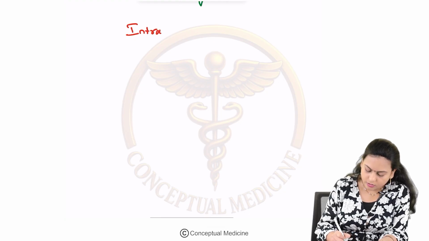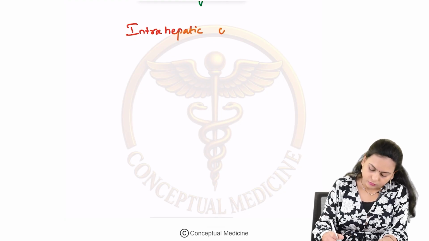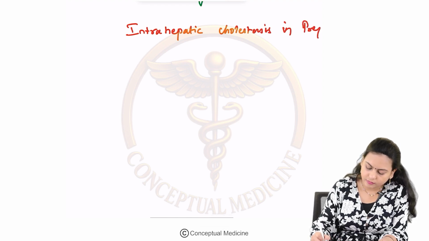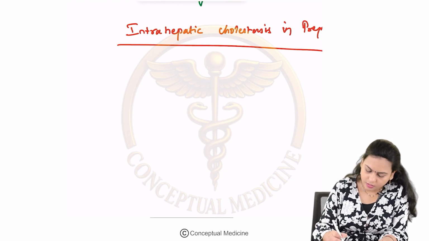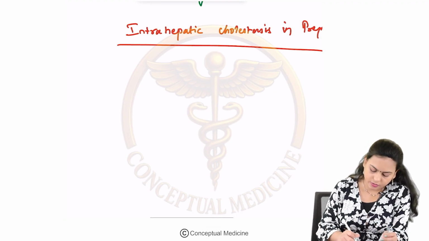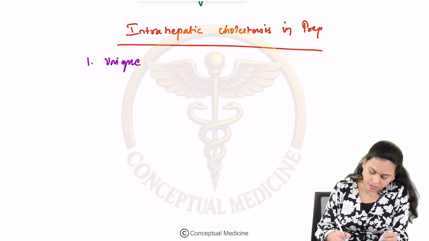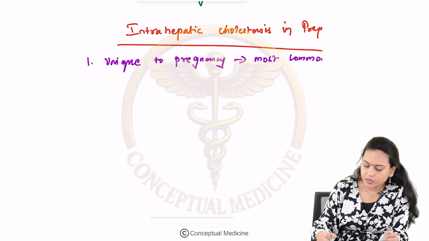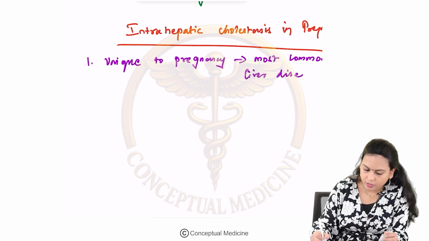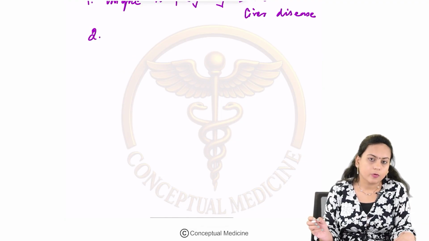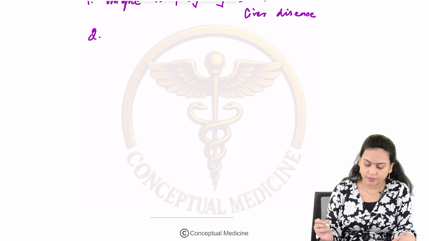Intrahepatic cholestasis in pregnancy. This is one of the most common liver diseases that is unique to pregnancy, and it is the most common liver disease encountered in pregnancy. The incidence of obstetric cholestasis is around 1 to 1.5% in the Indian Asian population.